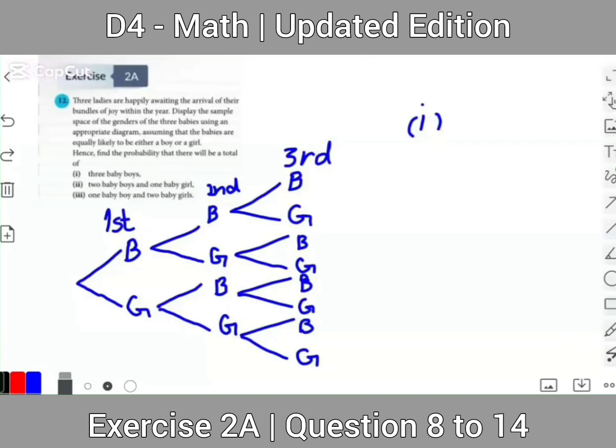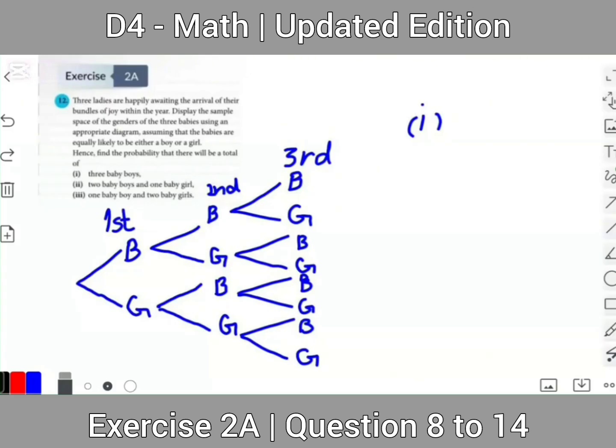Question 12. The 3 ladies are happily awaiting the arrival of their bundles of joy within the year. Display the sample space of the genders of the 3 babies using an appropriate diagram, assuming that the babies are equally likely to be either a boy or a girl. Hence, find the probability that there will be a total of, number 1, the 3 boys.